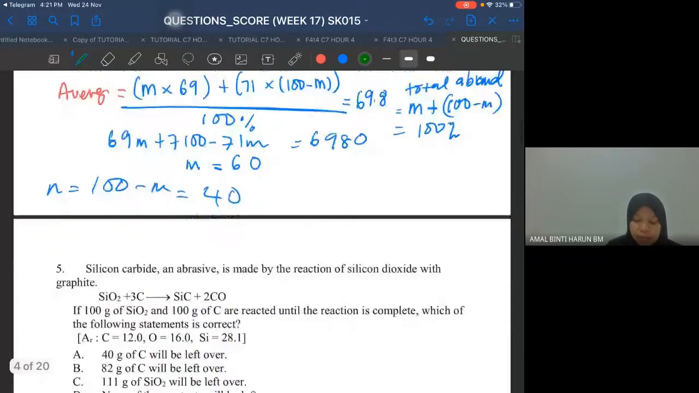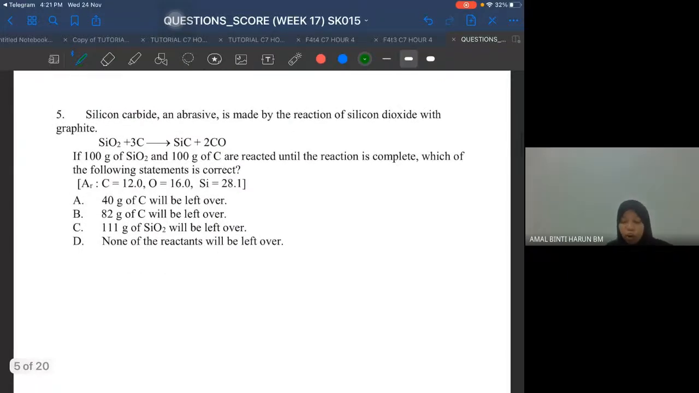Okay. Next is nombor 5. Nombor 5, silicon carbide abrasive. Abrasive is made of reaction of silicon. Okay. So dekat sini dia ada 100 gram silicon oxide, 100 gram karbon dan dia menghasilkan silicon carbide dan carbon monoxide. So apa yang dia tanya daripada soalan ni? Which of the following statement is correct? Okay. Nak proceed dengan further calculation, must refer to the answer.